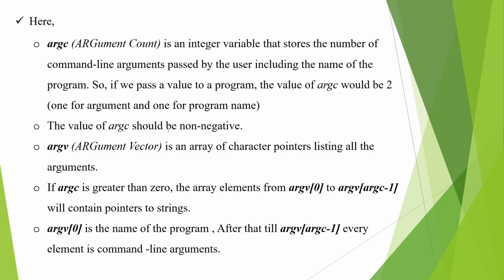Then the next thing is, it should be a non-negative integer, because we will always give at least the file name. So the argument count is always going to be minimum 1 or 0, but it is not going to be negative. Hope you understood that one.